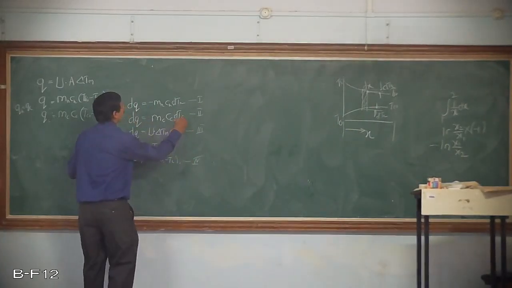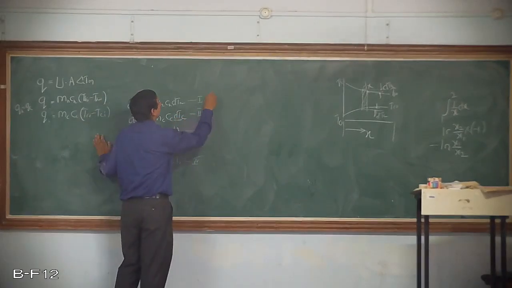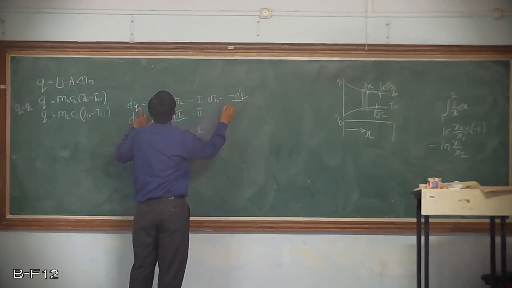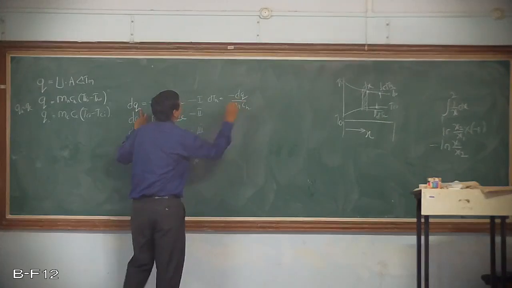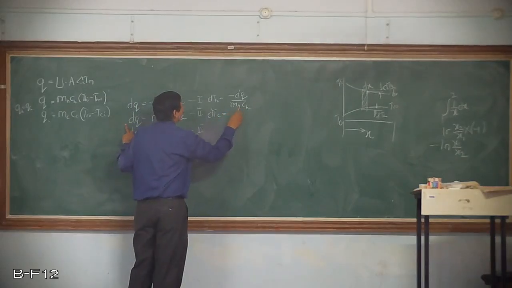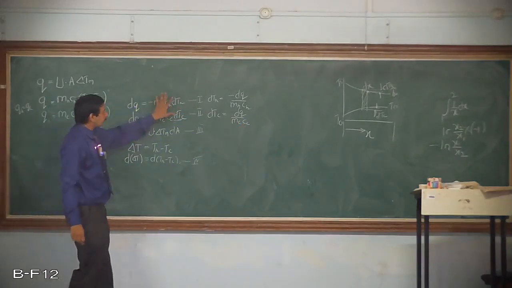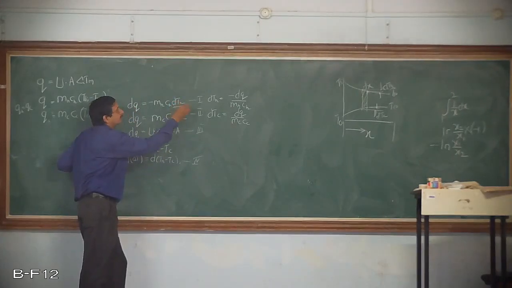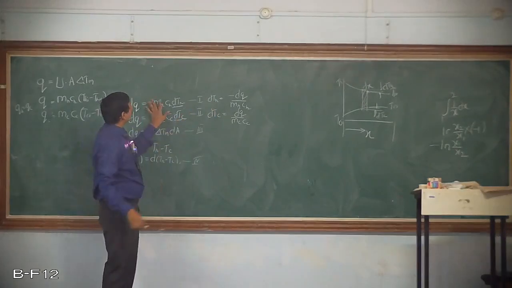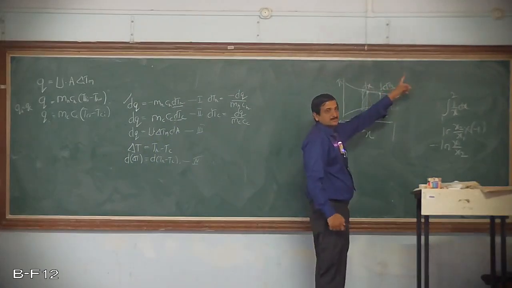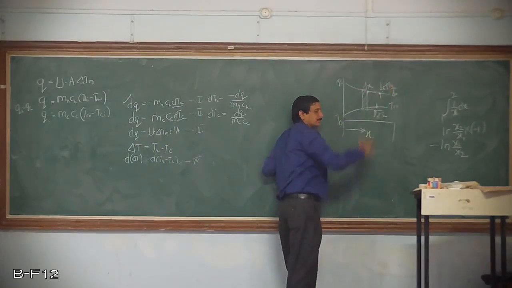Okay, now we will write the equation for this one. So how can I write? It is dTh equal to minus dQ divided by mh ch. Similarly, dTc equal to dQ divided by mc cc. This is for the hot fluid, this is for the cold fluid. Remember, the minus sign comes only with the hot fluid because it is going in this direction and its temperature is being decreased.